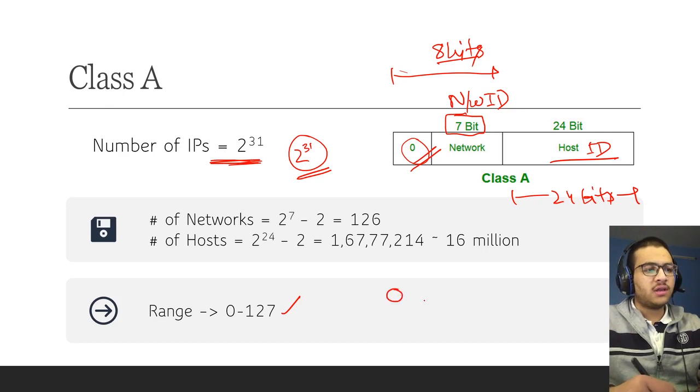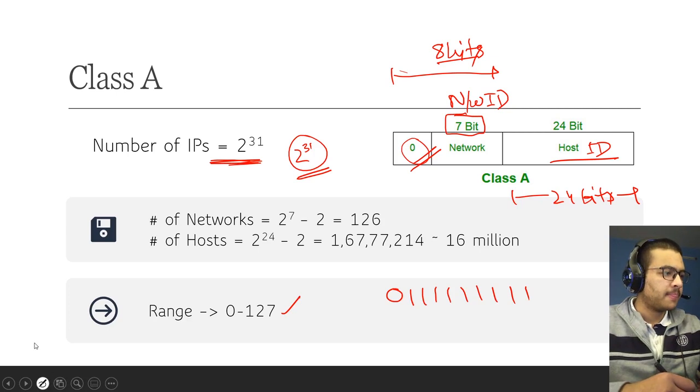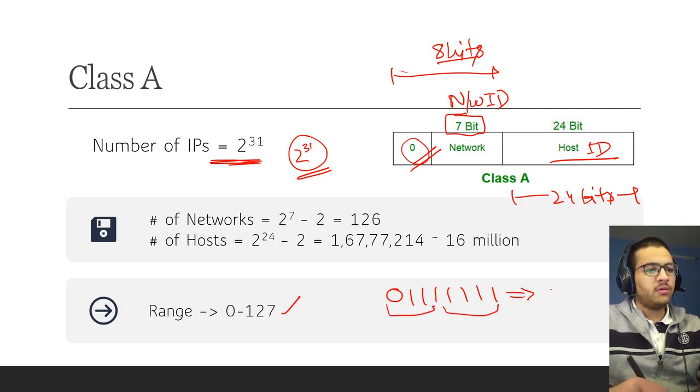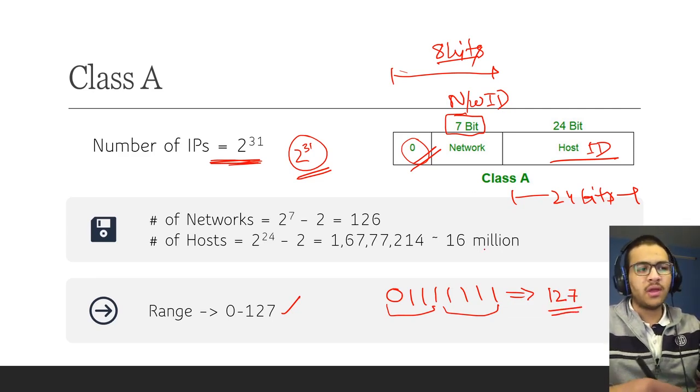Why? If you put it like this, this is the 8-bit form, 4 and 4. So this will be equivalent to 127. So this can range from 0, included, to 127.